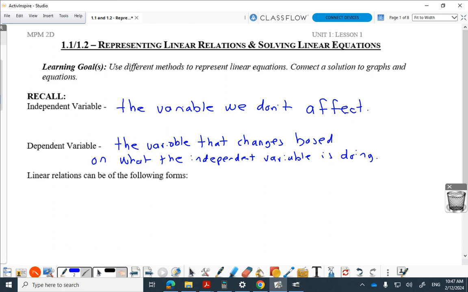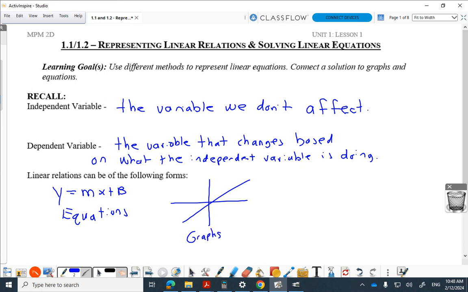Linear relations can be in the following forms. Okay, two different answers to this. Linear relations, here's the way you've seen linear relations so far. Equations. You've seen linear relations given as equations. You've seen linear relations given as graphs. You've seen linear relations given as tables. Or in words.